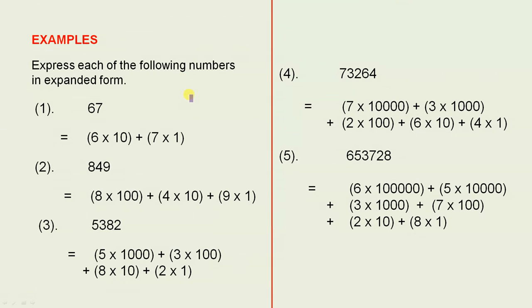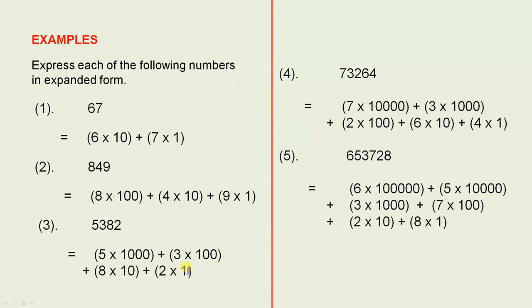Express each of the following numbers in expanded form. So again, this is to do with place value, the ones column and the tens column. That's why we write this. The ones, the tens and the hundreds. That's why we write it this way. So the 8 is in the hundreds column, the 4 is in the tens column, and the 9 is in the ones column. Here we've got the ones, the tens, the hundreds, and the thousands.